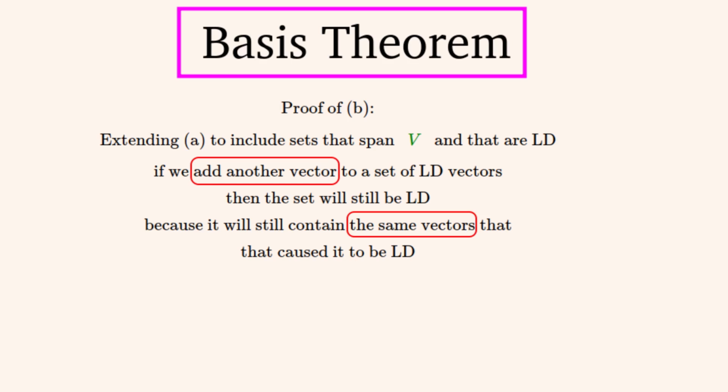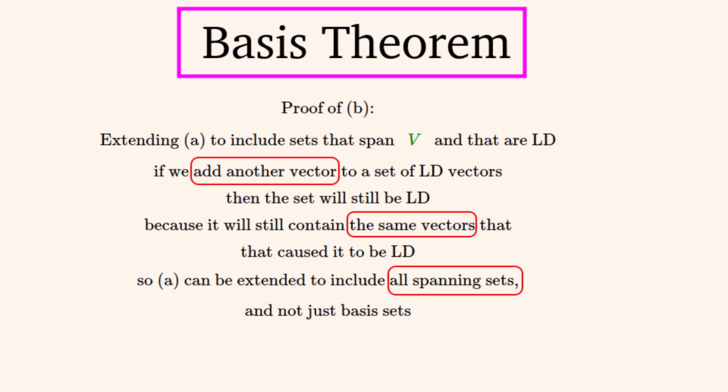We can keep on adding as many vectors as we like, and the set will always be linearly dependent. So now A can be extended to include all spanning sets, which include both cases: spanning sets that are linearly independent and are therefore called basis sets, and spanning sets that are linearly dependent, so that all possible cases of spanning sets can be included in this proof.